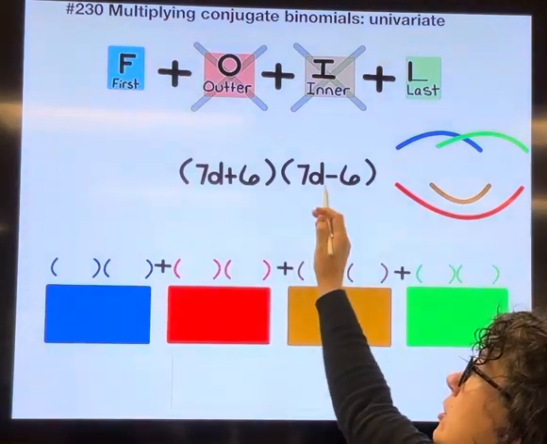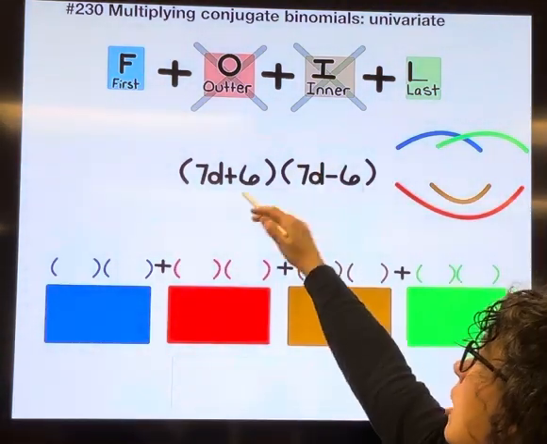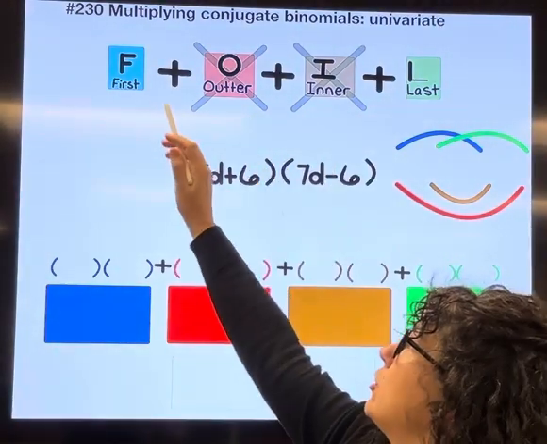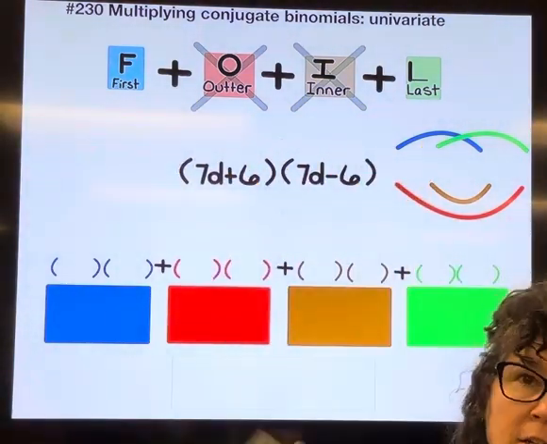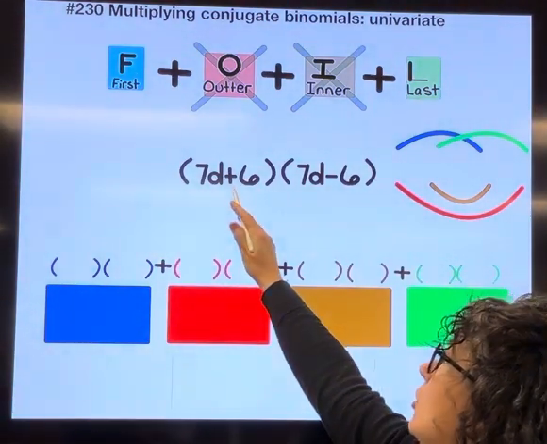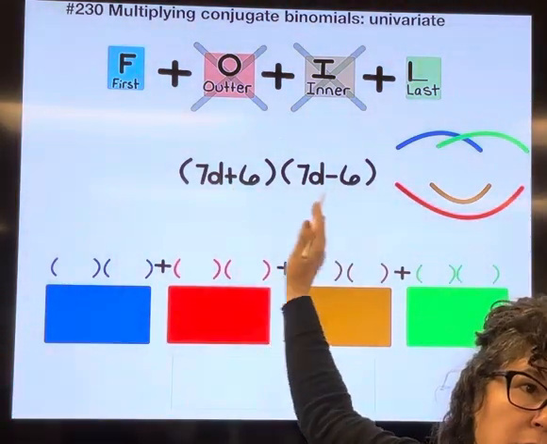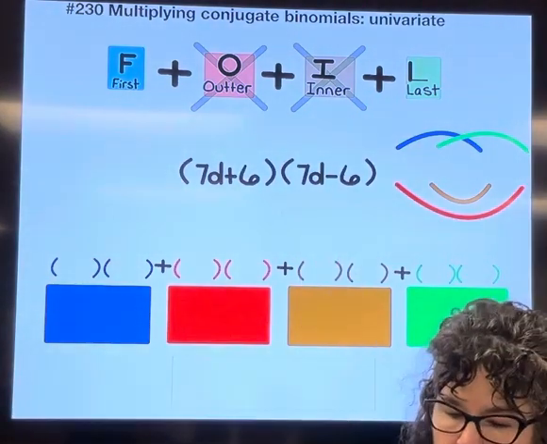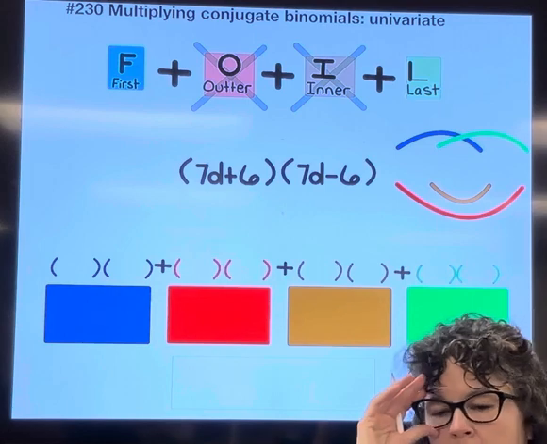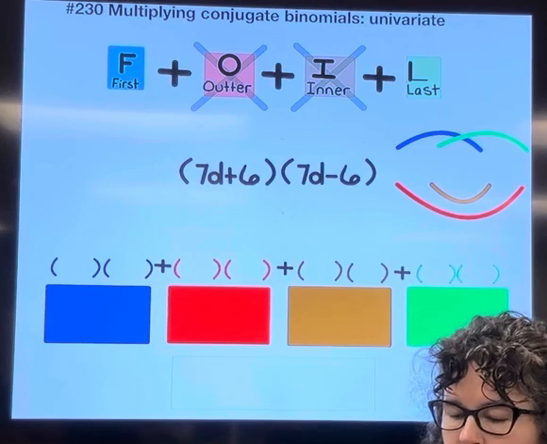So if you notice that you're multiplying conjugates together, you can skip outer and inner and just do first times first and last times last. So it only happens when you notice they're exactly the same, one's plus, one's minus. So I'm going to multiply it all out, but I'll show you that the middles cancel, and then we'll do one where we just skip it.